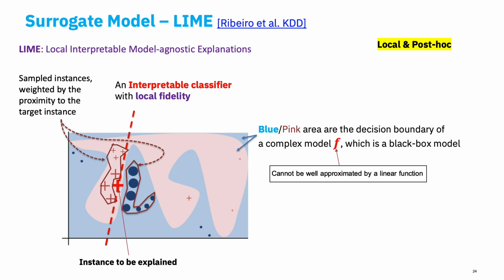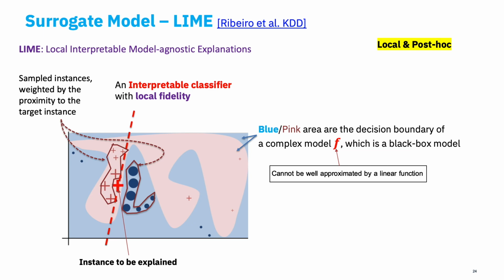In this chart, the red big cross is the data point that we need to provide explanation. Let's assume that the blue area and the pink area is the ground truth decision boundary for the problem. What LIME does is, based on the data point in question, it samples examples from the training data that are both semantically close and far away from the data point in question to form a subset of labeled data.